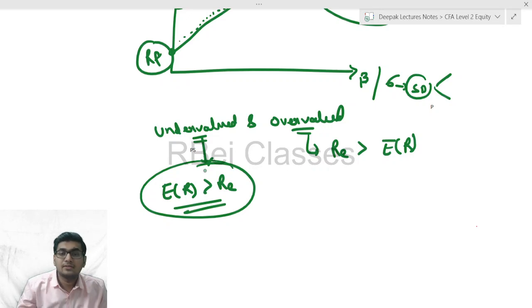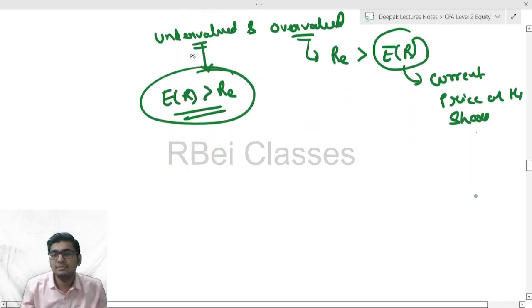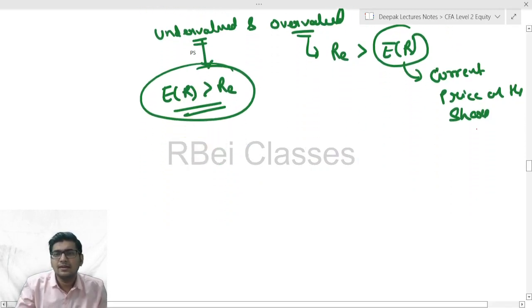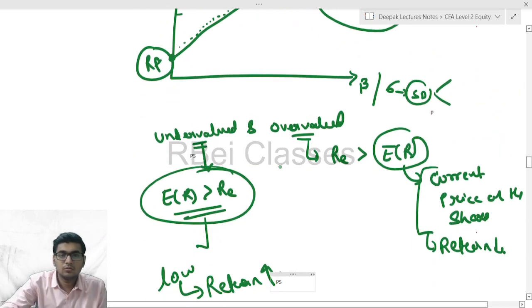Clear? See, this is coming from the current price of the share. If the current price of the share is high, then return is low. Try to understand. If the current price of the share is high, then return is going to be low. But if the current price of the share is low, then potential return is going to be very high.